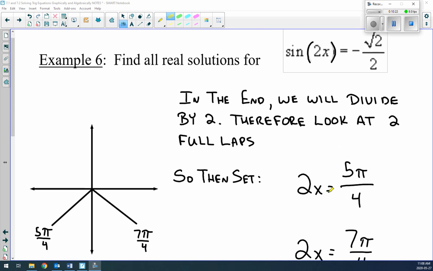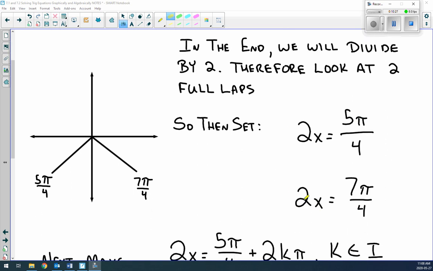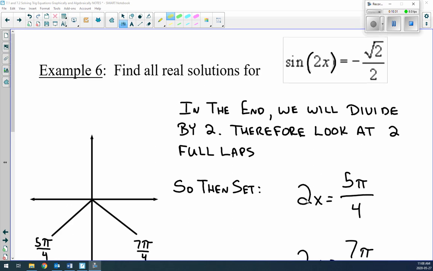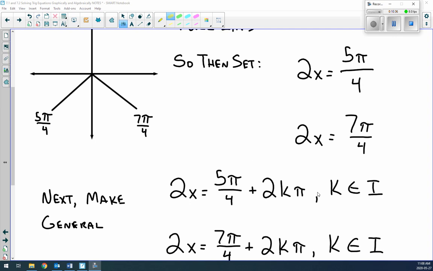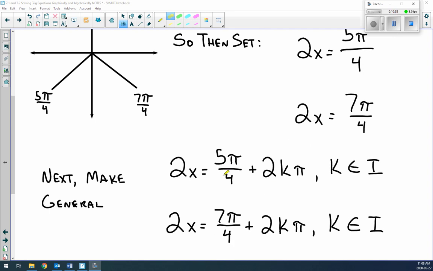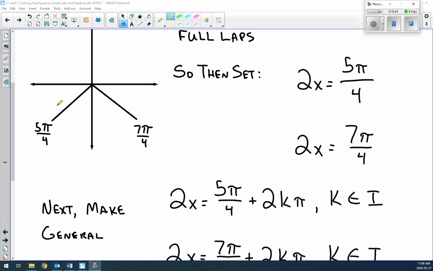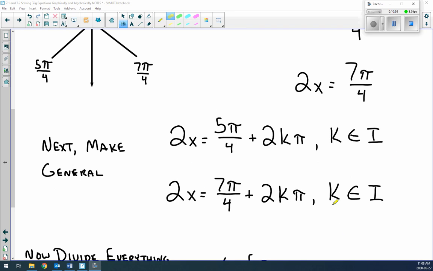So we end up with 2x equals 5 pi over 4, right? And the other one is 2x equals 7 pi over 4, right? Those are our two answers in this case because we're dealing with sine. Okay, so let's create a general solution. Where are those ones? So 2x equals 5 pi over 4 plus 2k pi. So 5 pi over 4 here, all the way around, which is one full lap, which is 2 pi, or 2k pi in this case. And the other one is 7 pi over 4, all the way around is 2k pi. So there's our general right there.